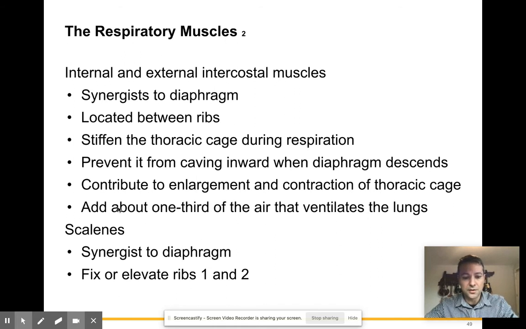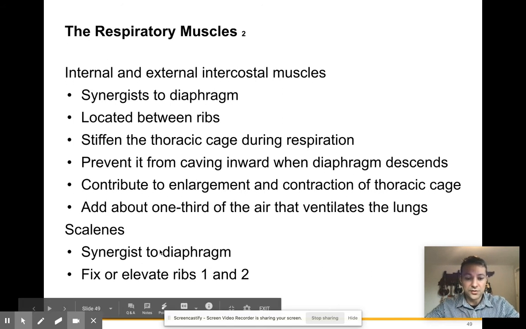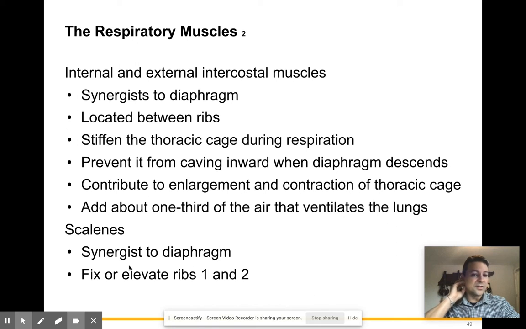There are other muscles, and I'm going to show you pictures of these, called scalenes. These are also synergists to the diaphragm. They're really high. They're in your neck. They originate on the base of the skull.